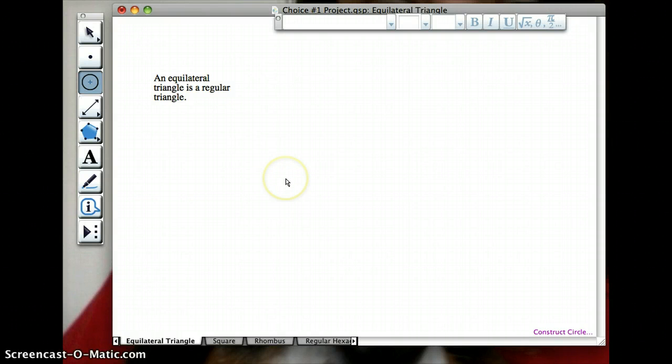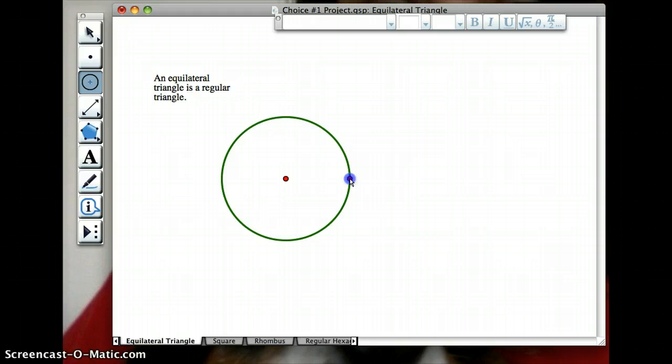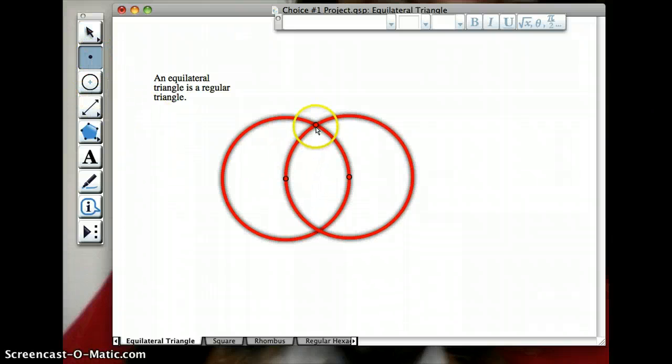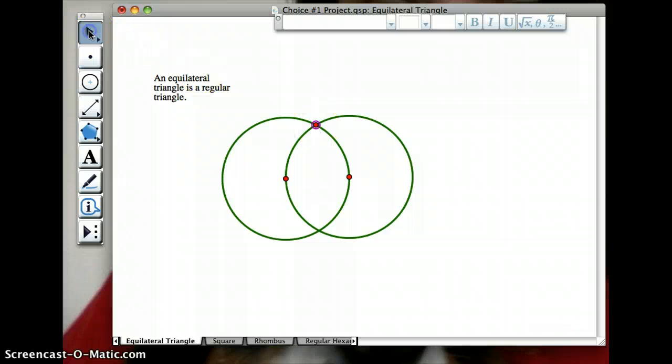Well, we start off with two circles. Any radius you want. You pick this point, and you come back at it with another circle. Now, what we just did is we made sure that both of these circles have the same radius. So we drop a point at its intersection point, and by connecting these 3 points, we actually have an equilateral triangle.